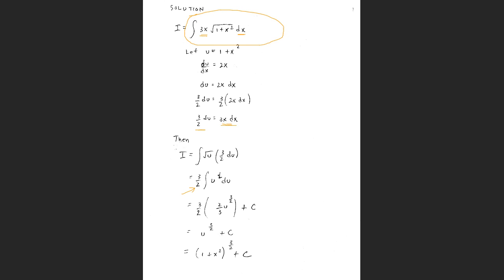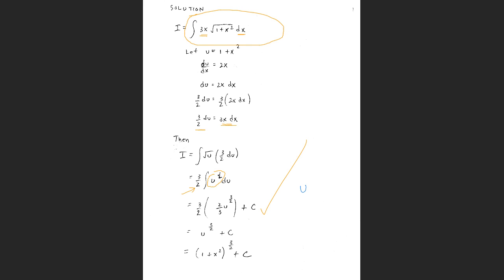Sorry, Mandy? I have a question. I don't understand how you got from 3 halves times the integral of u to the 1 half du to 3 halves times 2/3 u to the power of 3 halves plus c. Right here, this step here. Yes, those two under the integral. Yeah, the antiderivative of u to the half. Okay, let me show you that. Hold on, I can clarify that.